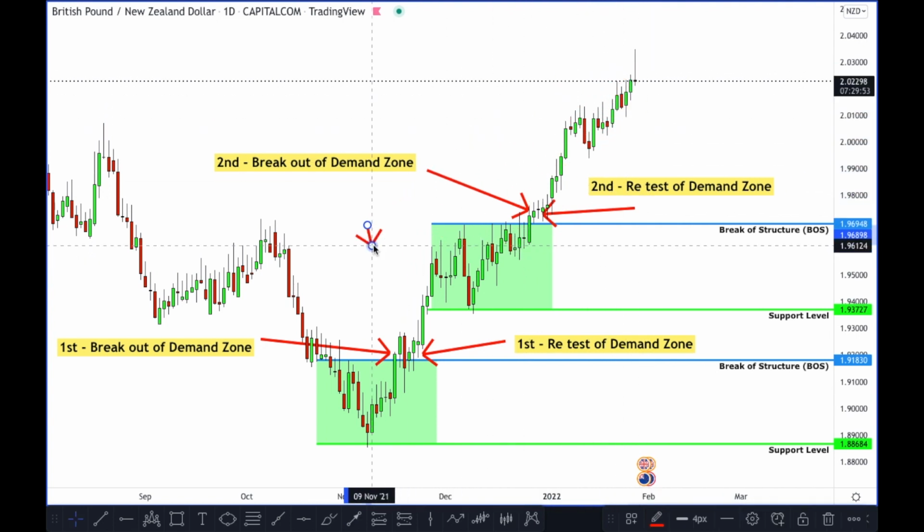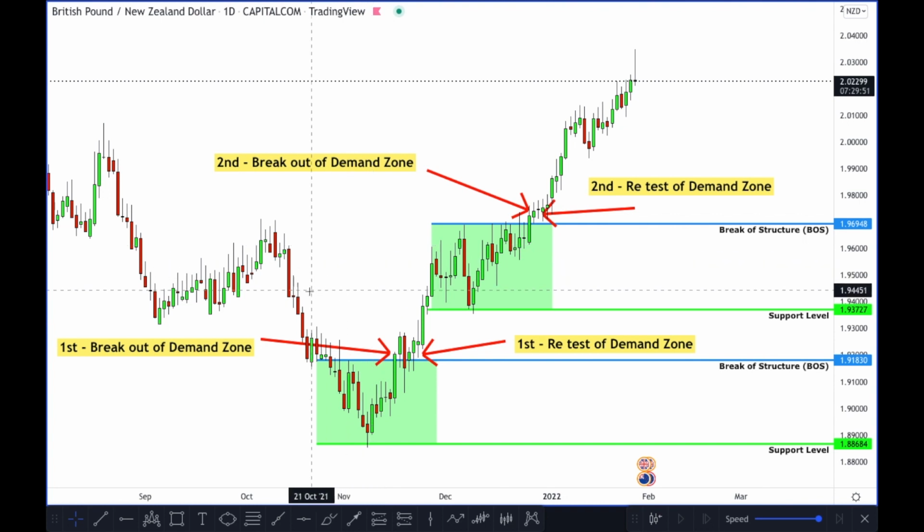So guys and girls, you can see what I'm talking about in terms of supply and demand, how it looks. I hope this really does help you. I don't want this video to be too long. I just want it to be straight to the point and what supply and demand is.